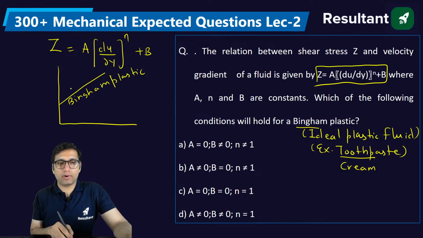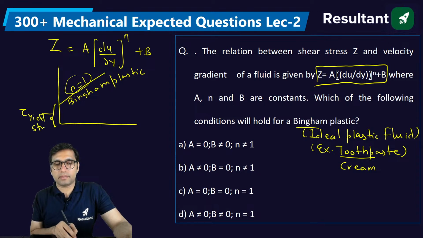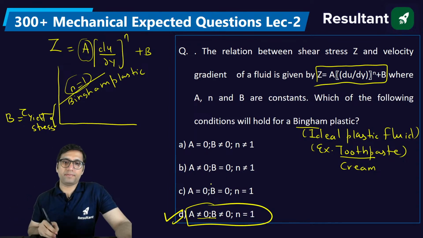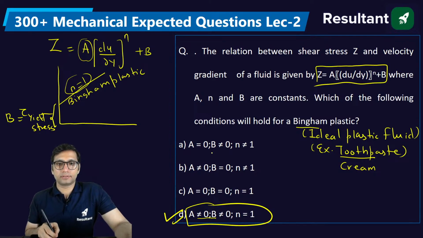So n will be equal to 1, and B will be equal to 0. Just a second. No, B will not be 0. What am I saying? Maybe I have gone crazy. There will be some value of B. This is called yield stress. Some yield stress is required, which is equal to B, and A will be the viscosity. So A and B will not be equal to 0, but n will be equal to 1. This is the relation for a Bingham plastic fluid. Clear to everyone? This is the right answer for this question.